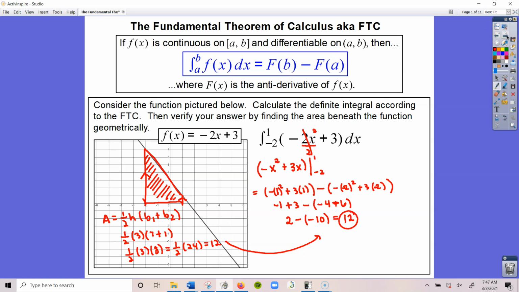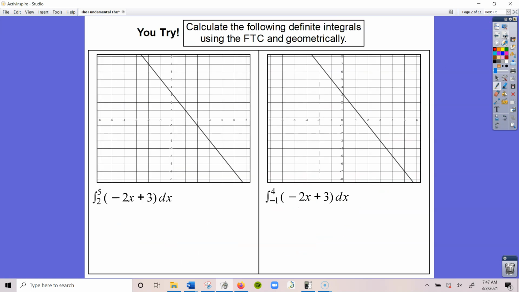Let's try that with a couple of other examples. We're using the same exact graph for each one. So the antiderivative is still going to be the same, which is negative x squared plus 3x. But this time we are evaluating from 2 to 5. So we're going to plug in the 5. Negative 5 squared is negative 25 plus 3 times 5, which is 15. Minus, now I'm going to plug in the 2. Negative 2 squared is negative 4 plus 3 times 2, which is 6.